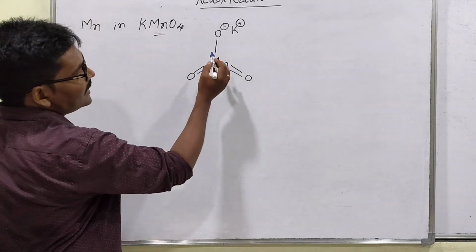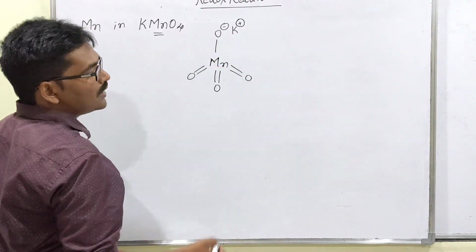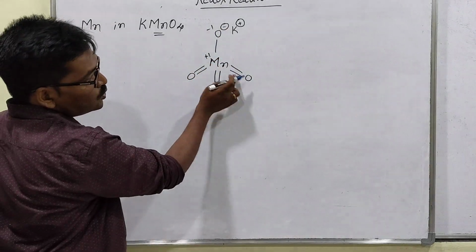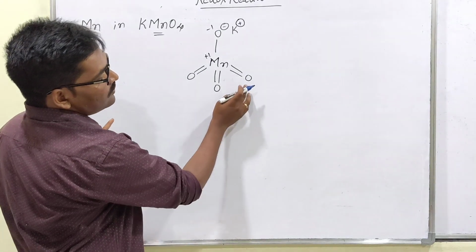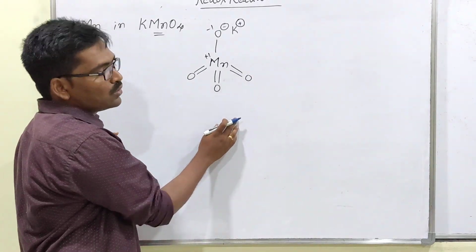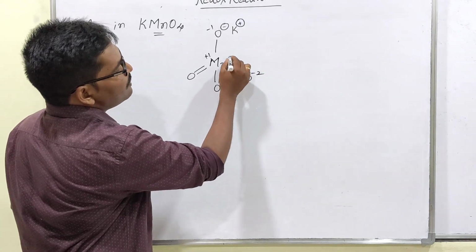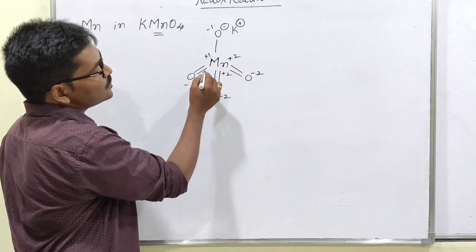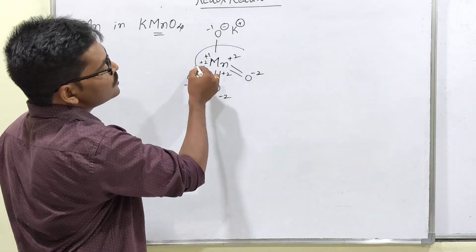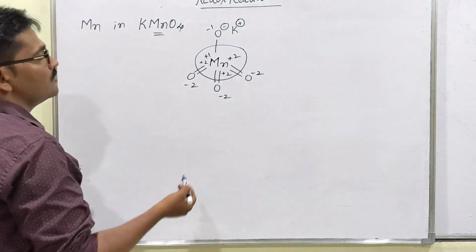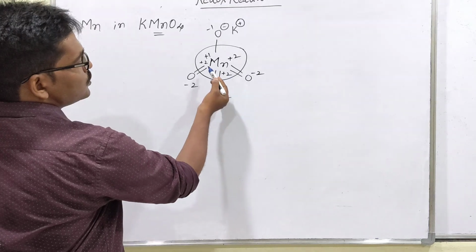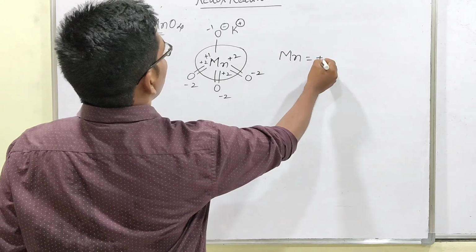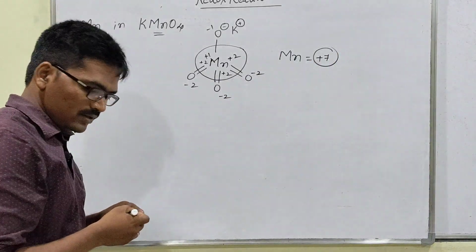So now in between the manganese and oxygen, one of the bonds is a covalent bond. So here -1, then +1. Here 2 covalent bonds are there. Which is the most electronegative? Oxygen is the most electronegative atom. So -2, then +2. Then here also -2, then +2, then here also -2, then +2. So totally how much positive charge is there around the manganese atom? So +2, +2, +2, +6, then +1, +7. So the manganese oxidation state is +7. +7 is the manganese oxidation state.